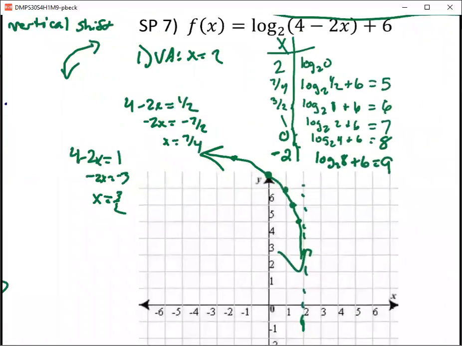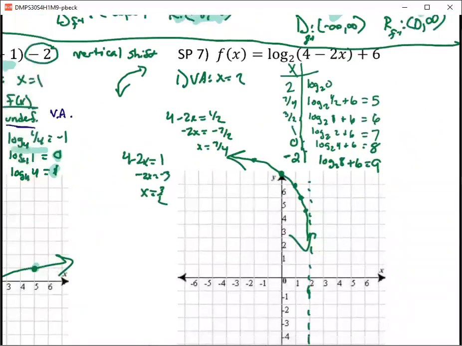Last but not least, I have this problem. Now, 4 minus 2x is starting to get a little bit more complex than what I want, so I could set what's inside equal to 0 and solve it that way. Set what's inside equal to 1/2, which is what this is. Set what's inside equal to 1, which is what this is. Set what's inside equal to 2, which is what this is.